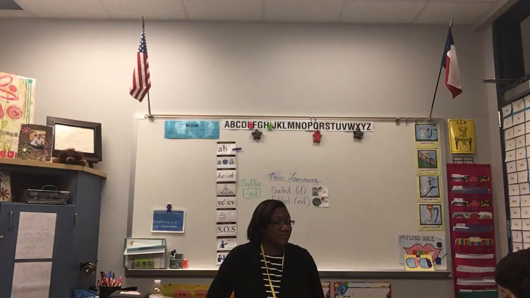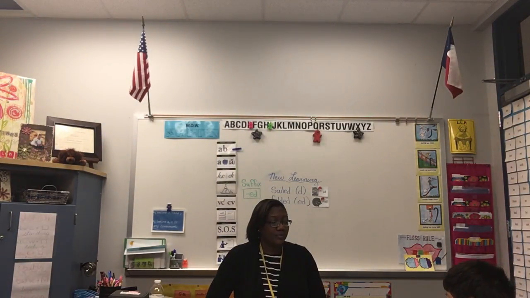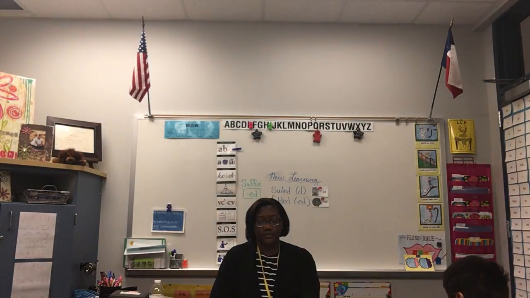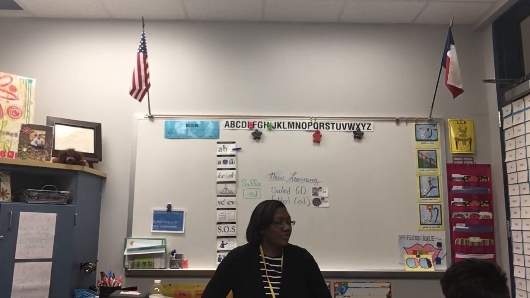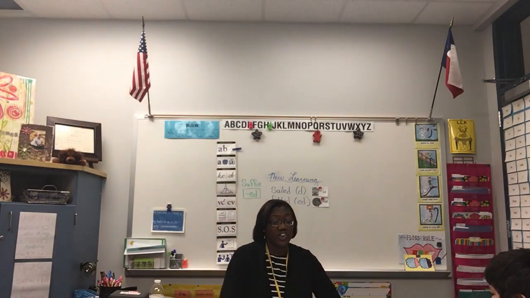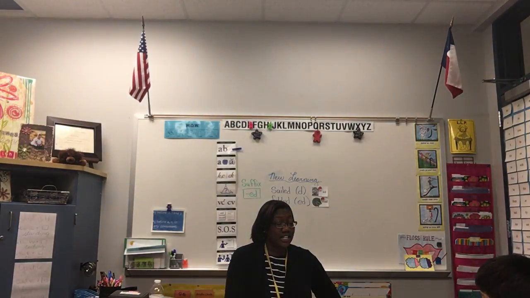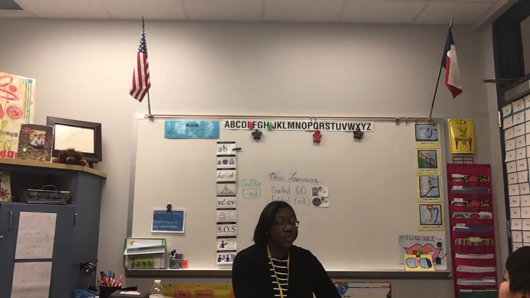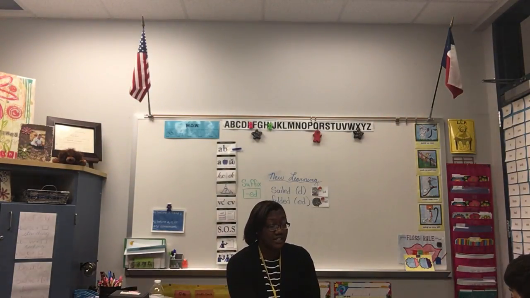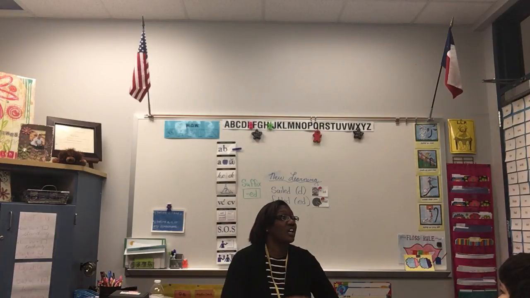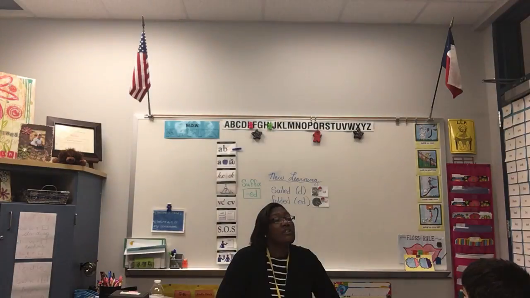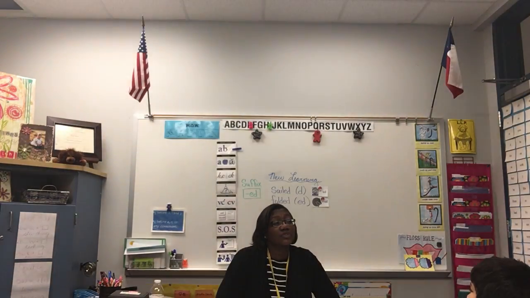Touch and name. A, B, C, D, E, F, G, H, I, J, K, L, M, N, O, P, Q, R, S, T, U, V, W, X, Y, Z. Very good. How many letters in our alphabet? 26. 26 letters, and they make how many different sounds? 44. 44 different sounds. The alphabet is composed of two types of letters: vowels and consonants. And can you name your vowels? A, E, I, O, U, and sometimes Y.